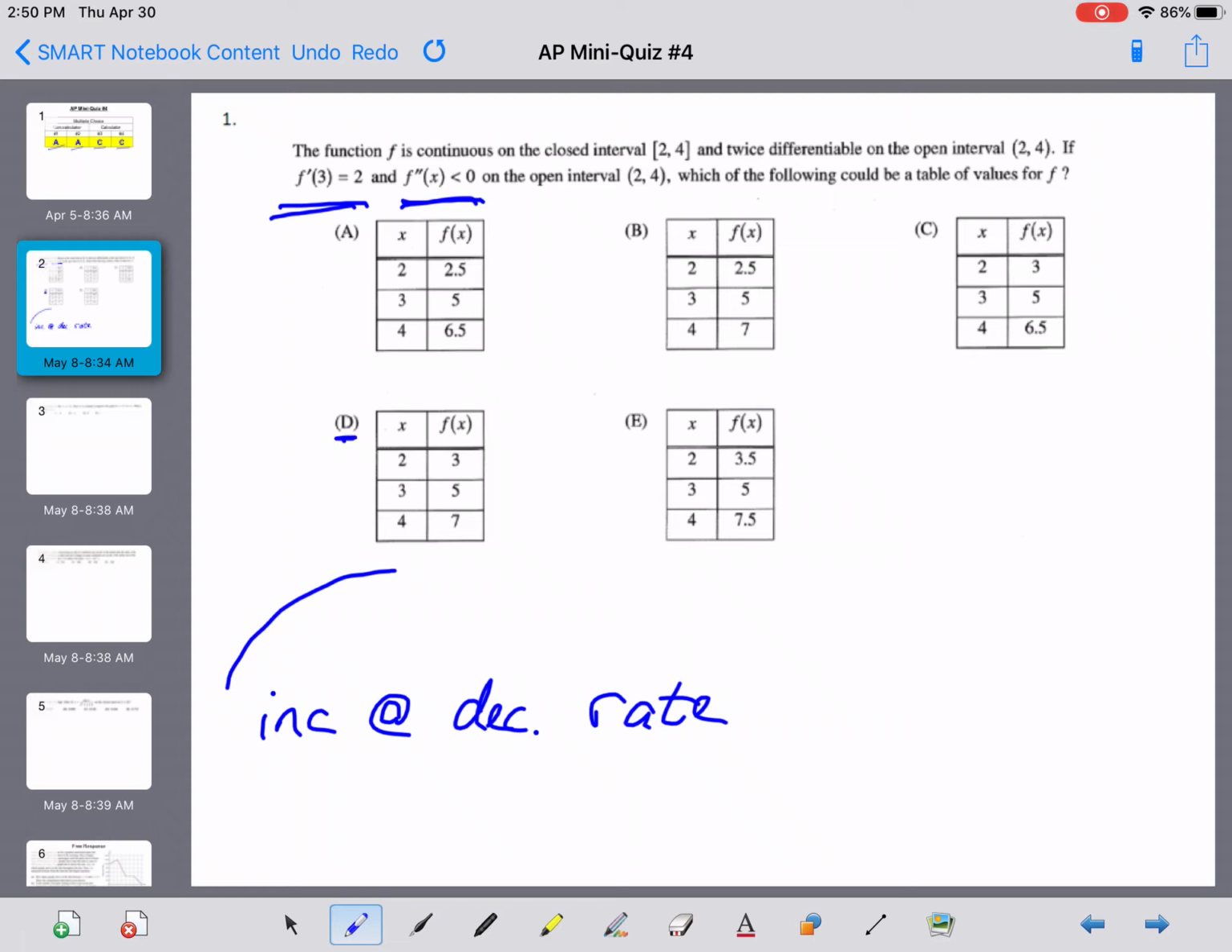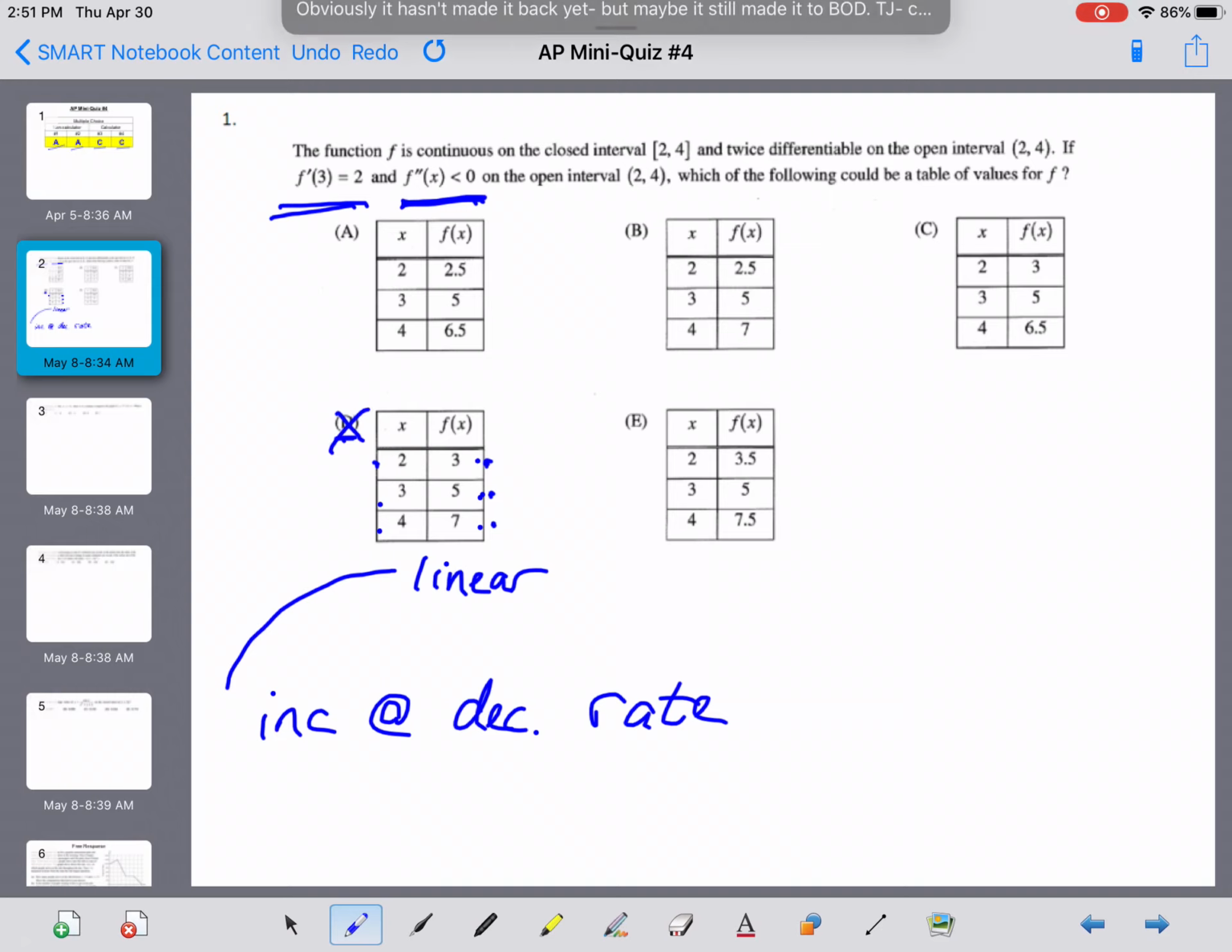And as we take a look at D, our x values jump from 2 to 3 to 4, and the corresponding y values go from 3 to 5 to 7. And if we look at this in terms of what kind of function we're dealing with, we can see that the increase from 3 to 5 is 2, and from 5 to 7 is 2 also. What we're dealing with right here in D is a linear function, because it's increasing at a constant rate. We were looking for one increasing at a decreasing rate, so we know right away that the answer is not D.